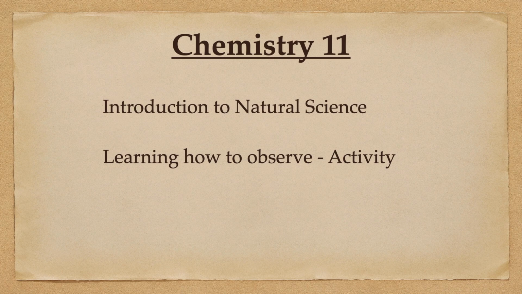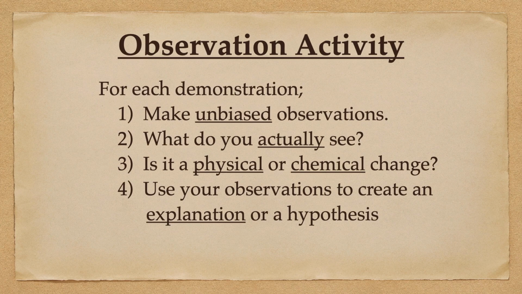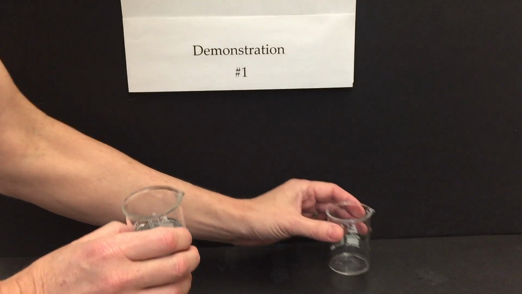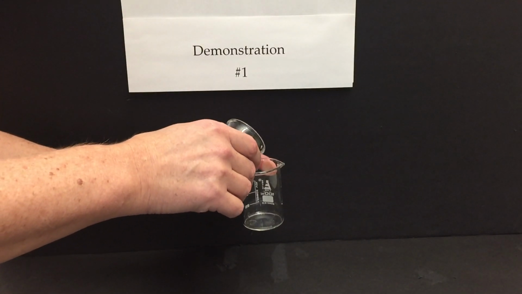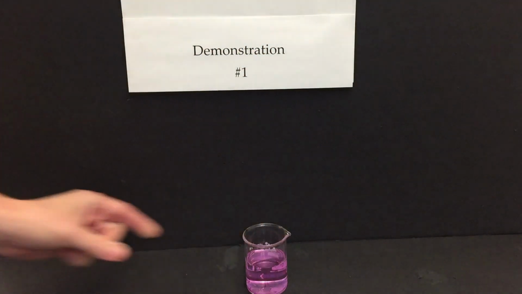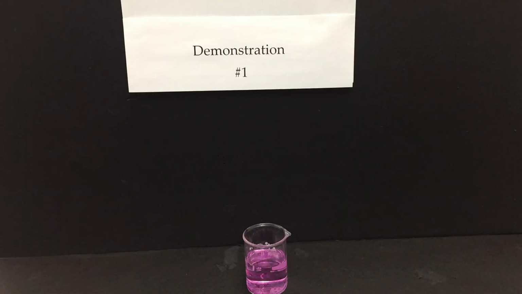Learning to observe. In this activity, your task is to make unbiased observations. What do you actually see? Is this a physical or a chemical change? Use your observations to create an explanation or a hypothesis for what you are observing. Demonstration number 1. What do you think you see is happening here? Here are some questions that you can ask yourself.